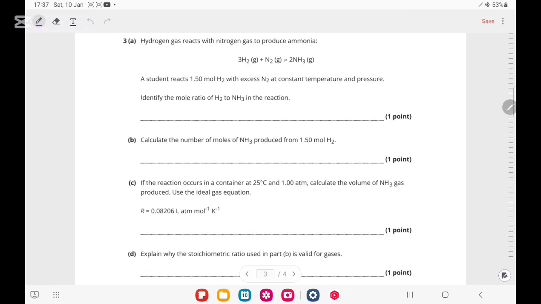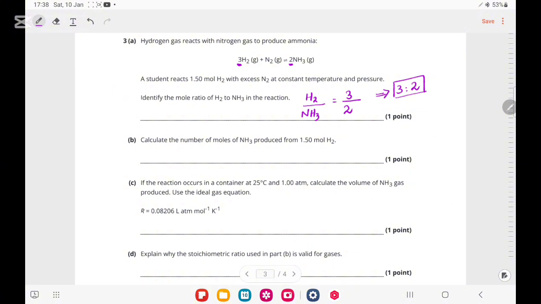So in the next question, they say hydrogen gas reacts with nitrogen gas to produce ammonia, and a student reacts 1.50 mole of H2 with excess N2. Identify the mole ratio of H2 to NH3. So H2 moles are 3 and NH3 moles are 2. If they want me to find the ratio of H2 over NH3, it is going to be 3:2.